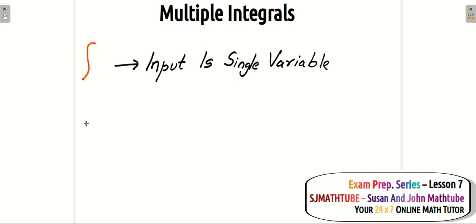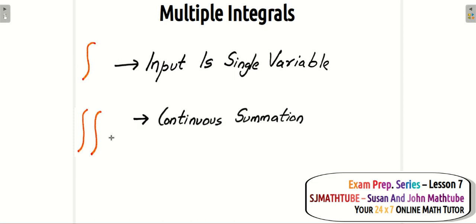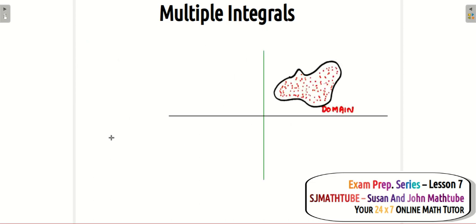At the same time, multiple integral, and the simplest form of multiple integral is double integrals. The double integral will always have two input variables. Basically, a double integral is also summation, continuous summation of course, but there will be two input variables. Now look at this. Two input variables means we have to think about the domains which exist in two dimensions. I'll repeat, domain means input quantities.